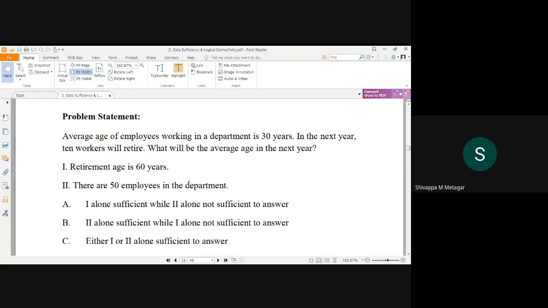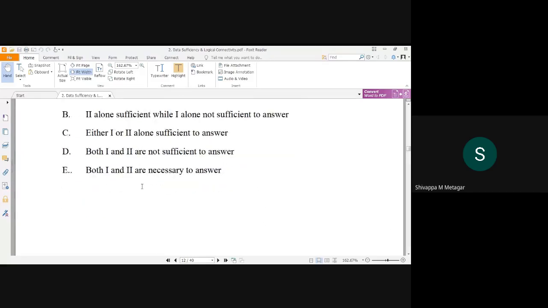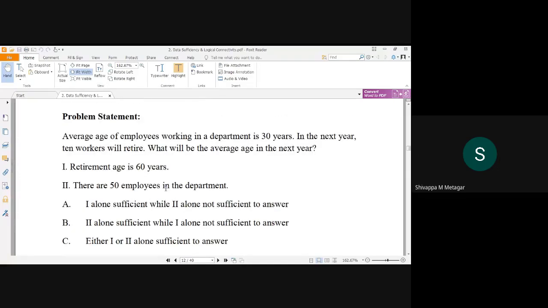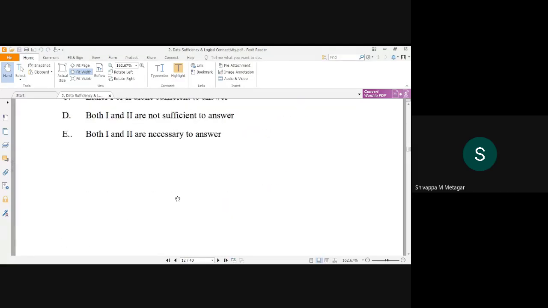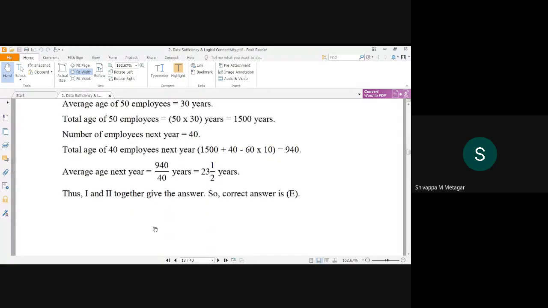It's a very simple question. Just use this, and then by using it, see whether it is possible to find the value or not. Retirement age they have given here, and there are 50 employees in the department. Then you can use this, and they have already given the average age of employees working in a department as 30 years. Now can you calculate? You can see the solution for this one.